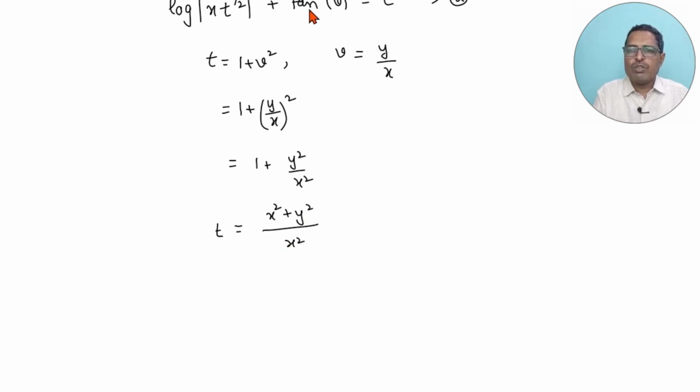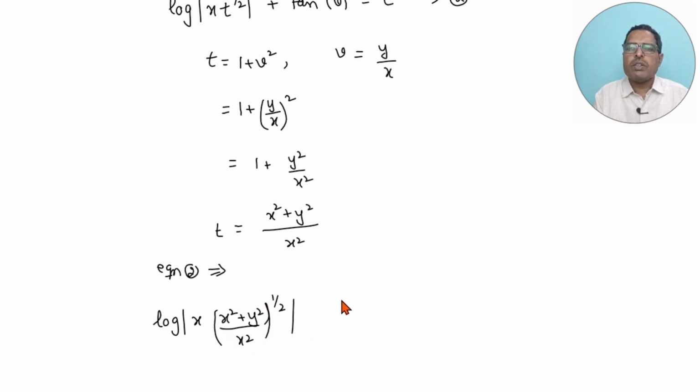So substitute this value back over here in equation number 2. So equation number 2 will imply log of x into t value, which is x square plus y square whole divided by x square, to the power of half, plus we have tan inverse of v. V value is y by x, is equals to the constant c.